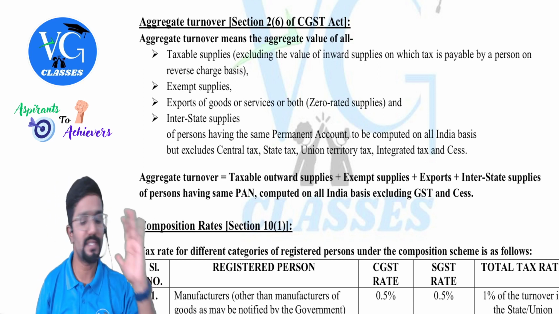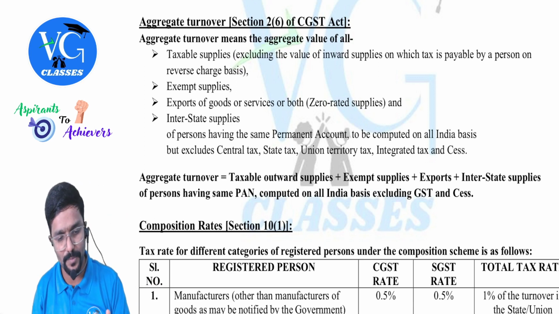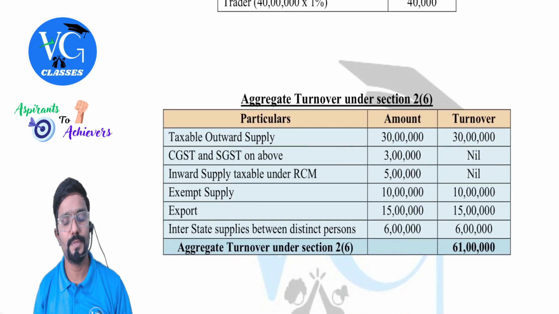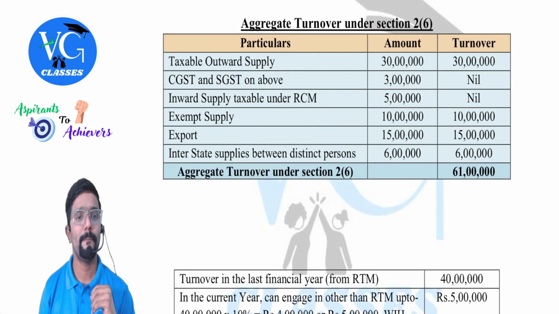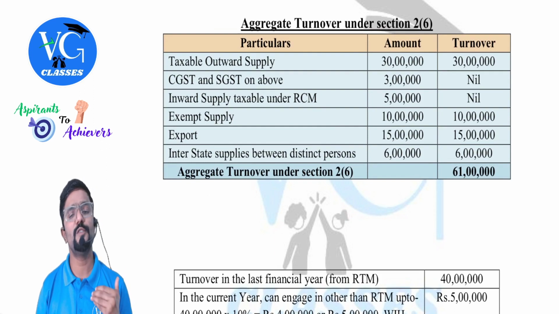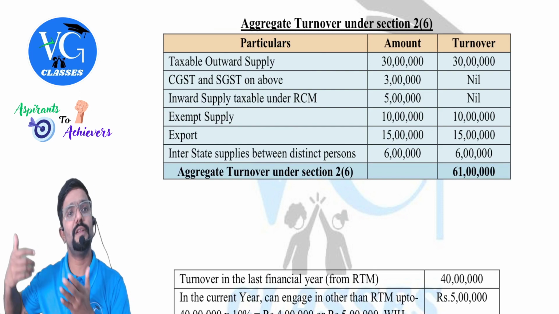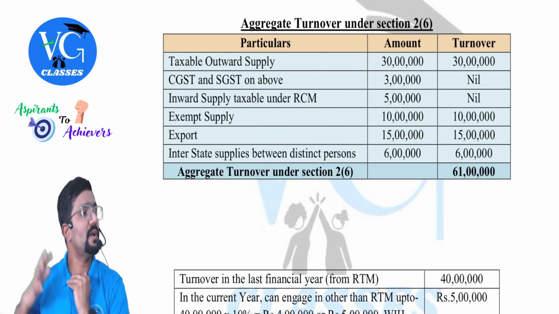Excluding GST and cess. I will just give an example for it. Just observe. I have put one example here. I have just given amounts here and the nature of the transactions. We need to check whether each will be covered in aggregate turnover or not, guys.